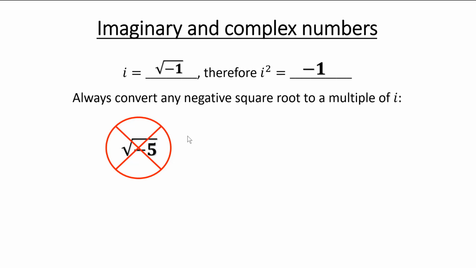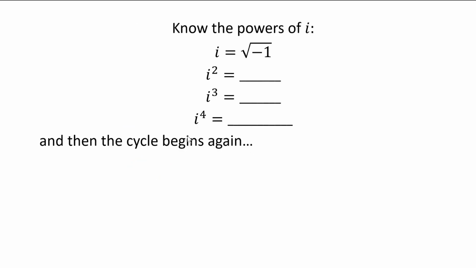So you always have to convert any negative square root to a multiple of i. So if you have the square root of -5, you can't write it square root of -5. You can't leave it like that. You have to write it as the square root of 5 times the square root of -1, or the square root of 5i.